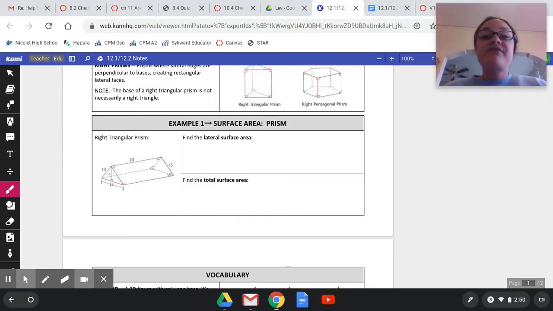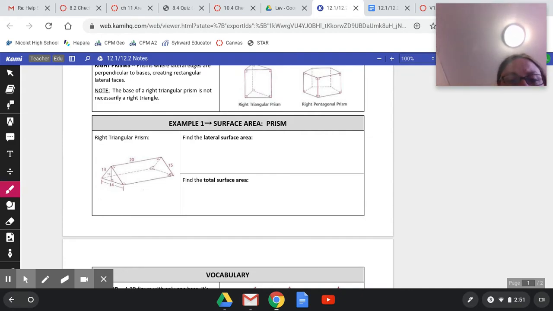To find the surface area, what you want to visualize is unfolding it like this. This is called the net of a prism. You'll see you have these three different sides. Those are your lateral faces. And then you have these two triangles. Those are your bases. When I ask you to find the lateral surface area, you're finding just the area of the rectangles. So let's start by finding that from our diagram.